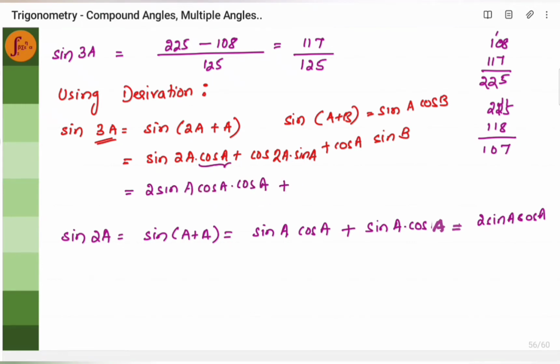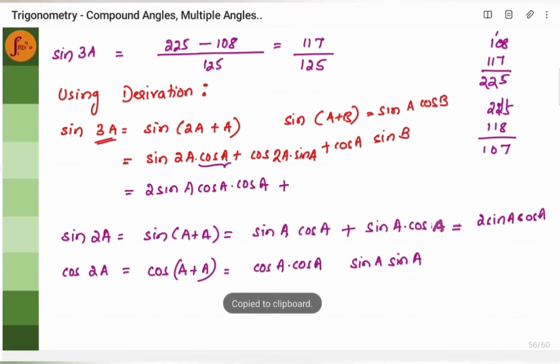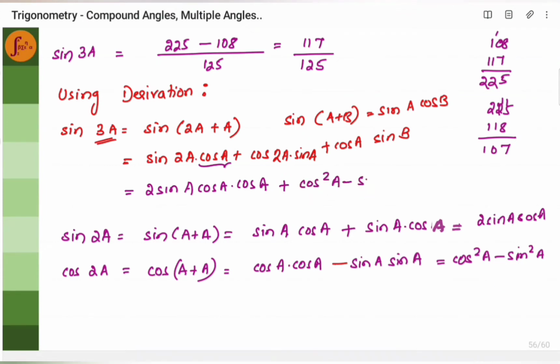Plus cos 2A. Now what is cos 2A? Cos 2A is cos of A plus A, that is cos A into cos A minus sine A into sine A. This is using the cos A plus B formula. It should be minus, not plus, because we have plus here. So this is nothing but cos square A minus sine square A. We'll substitute this here. Instead of cos 2A, I'll put cos square A minus sine square A, and then I already have a sine A here. Now let's simplify this.